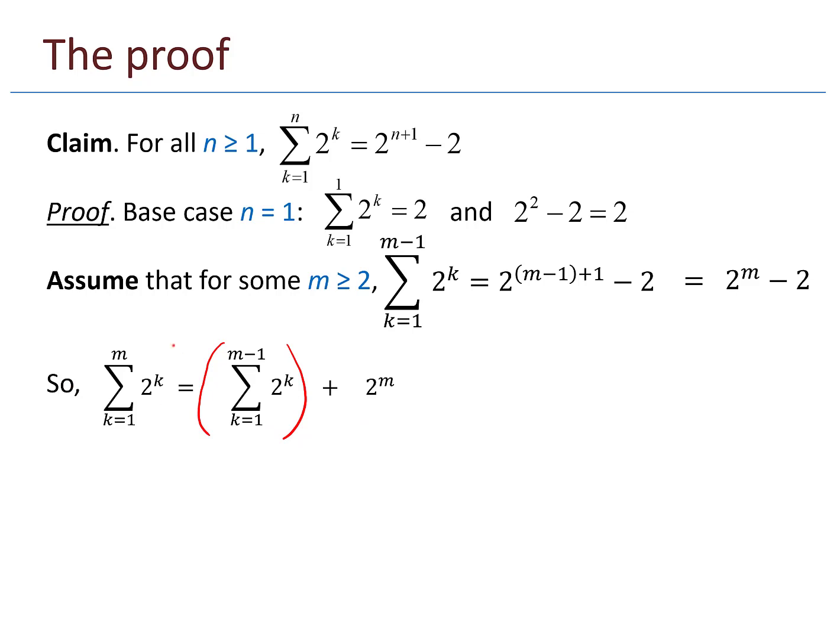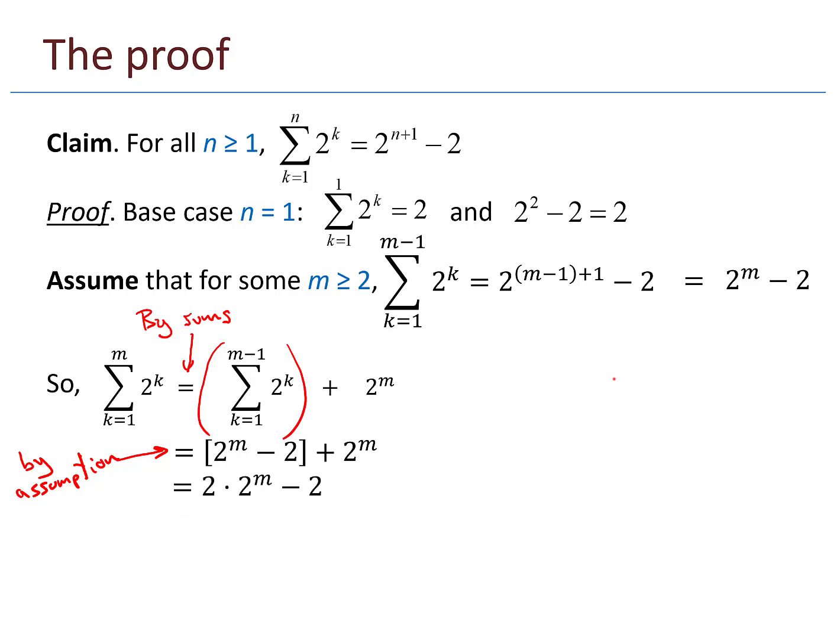So I've split my entire sum up. This equality is by the property of sums. It's how summation works. But now what can I do? The stuff that I've put in parentheses, that was what I had under my assumption. By the induction hypothesis, by assumption, I know that this summation that goes up through m minus 1 is really 2 to the m minus 2. And now we just do some algebra, and I end up with 2 to the m plus 1 minus 2.